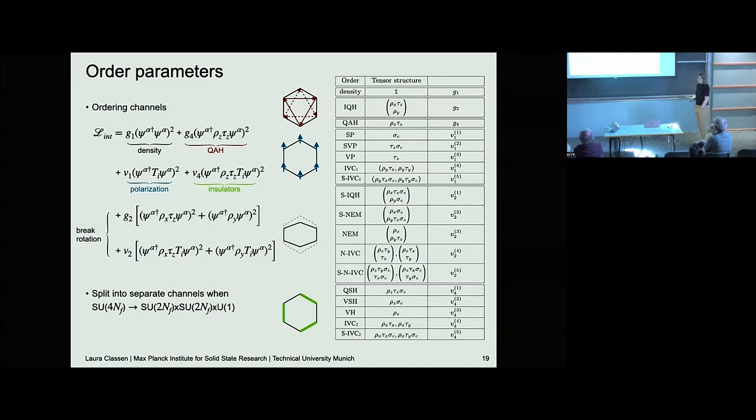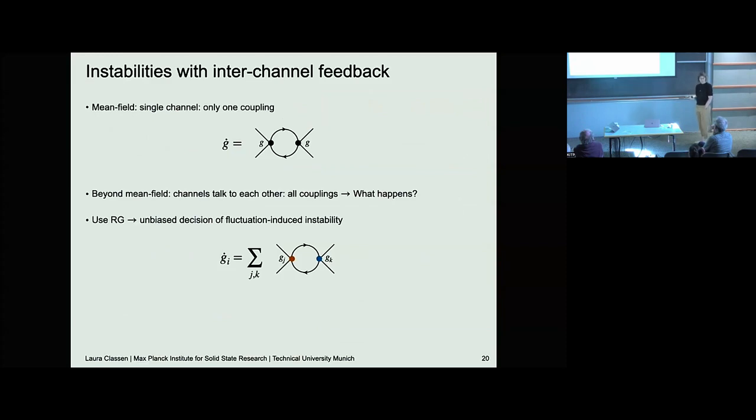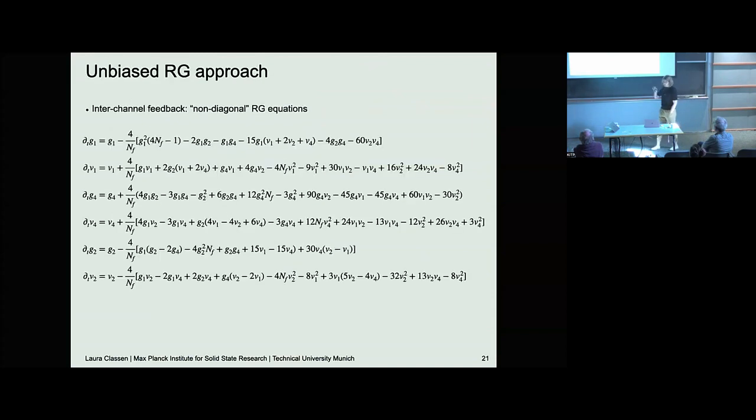All right. So now we've seen that each of these couplings separately could induce an instability. But as I mentioned, we want to see what happens now if all of these channels talk to each other. And to do that, we use renormalization, perturbative renormalization group approach, which in a sense gives us an unbiased decision on the fluctuation-induced instabilities. And in that case, the renormalization of the couplings can now depend on all of the other couplings. And in fact, the details are not important here.